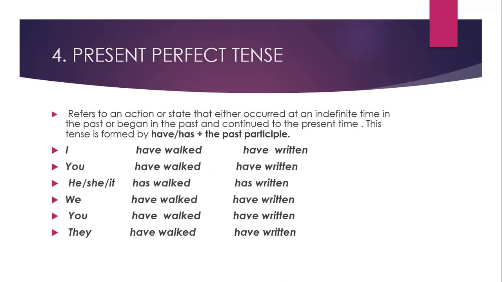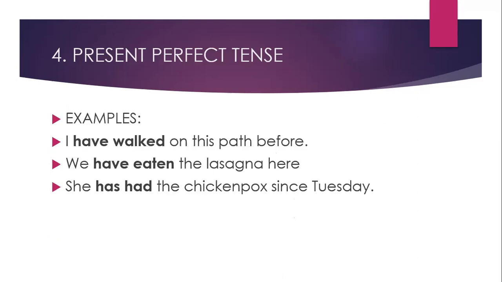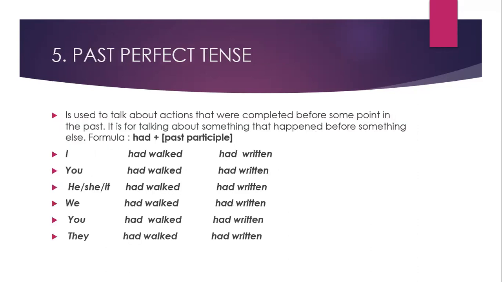So I have walked, you have walked, it has walked, we have walked. So we started walking, we have worked for 10 hours now. We have worked. Okay, that's a present perfect tense. Example, I have walked on this path before. I have eaten the lasagna here, and so on and so forth.